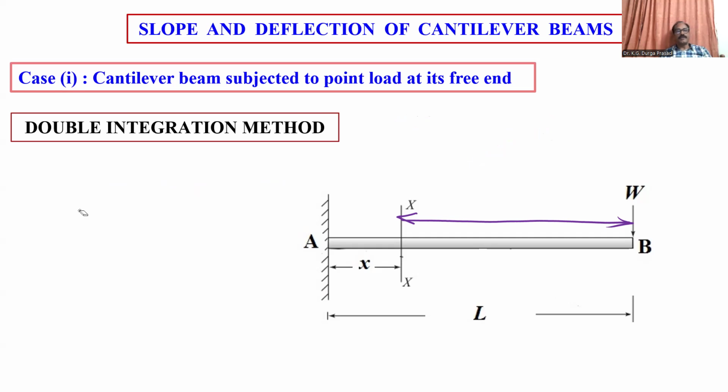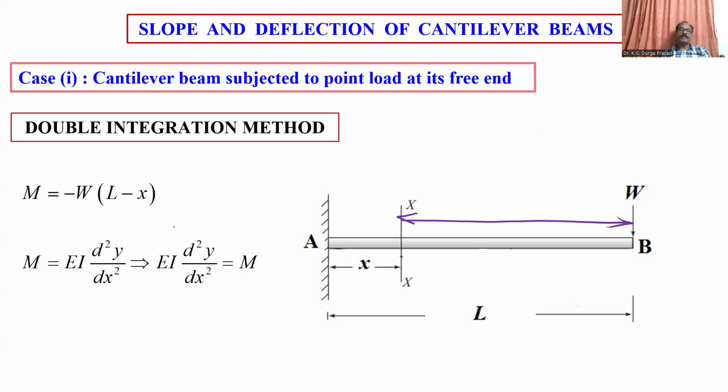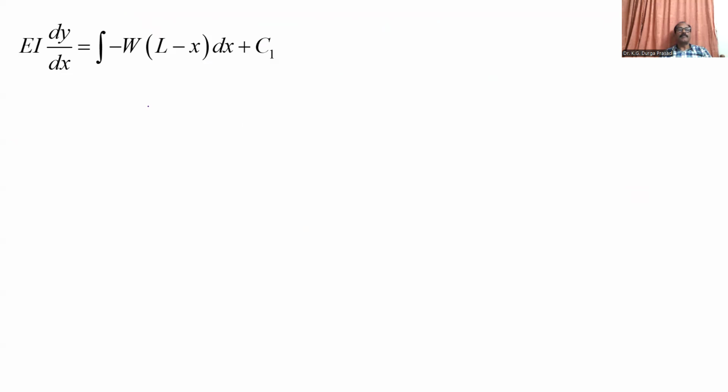Here, what is M? Bending moment at the section. So what is your equation of elastic curve? EI d square y by dx square equals M. Let me substitute the value of M, the bending moment at the section: EI d square y by dx square equals minus W into (L minus x). If you integrate once, we get EI dy by dx equals integral of minus W into (L minus x) dx plus C1, where C1 is the constant of integration. I hope you understand how to integrate it.